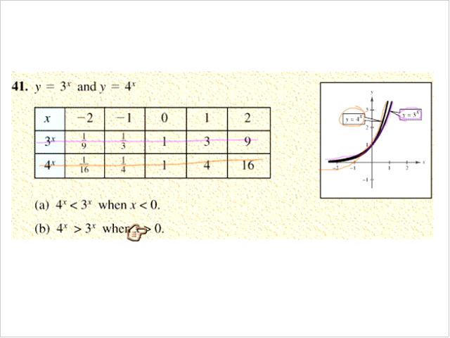Notice you do not have the equal bar in either of these cases. The reason we do not include the equal sign is because at x equaling 0, they are actually the exact same value. One is not greater than the other; they're equal to each other at that point. That is why we do not include the equal sign in our inequality.